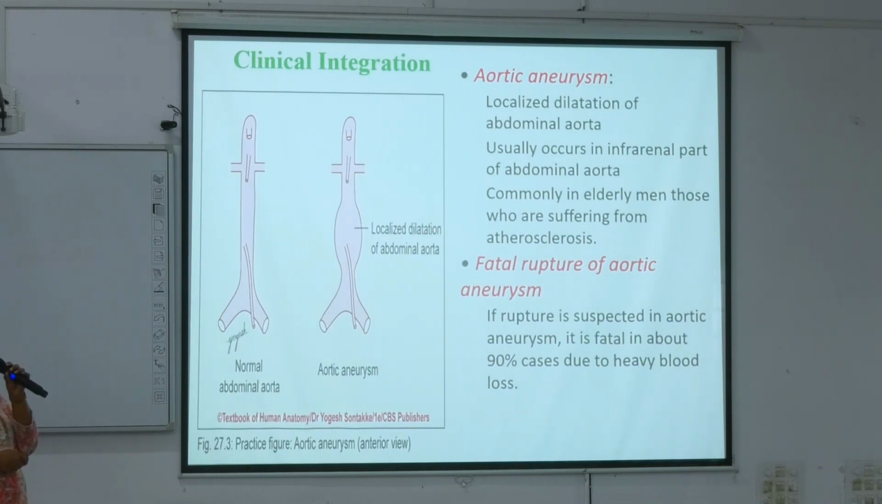Commonly occurs in elderly men, those who are suffering from atherosclerosis. Okay, and what complication can occur? Fatal rupture of aortic aneurysm. If rupture is suspected in aortic aneurysm, it is fatal in about 90% of cases, and due to heavy blood loss, death may occur. Okay, very dangerous situation. If you can detect aortic aneurysm, patients have to be very careful.